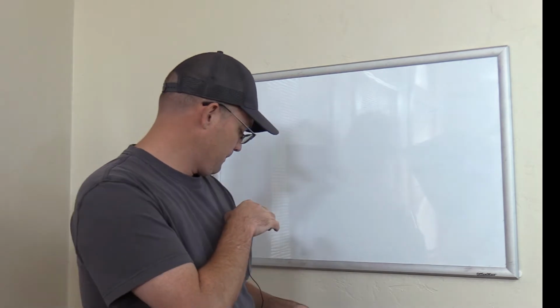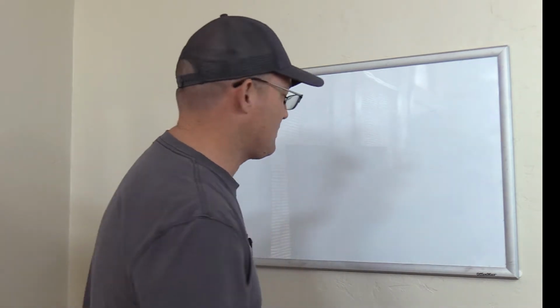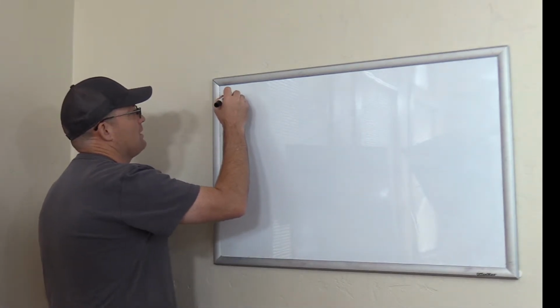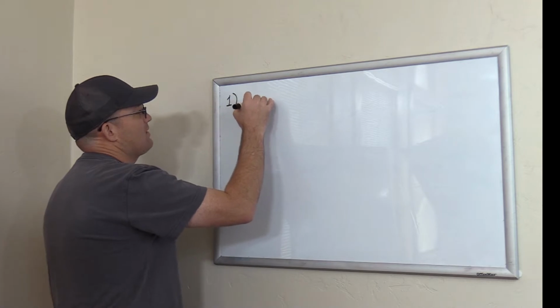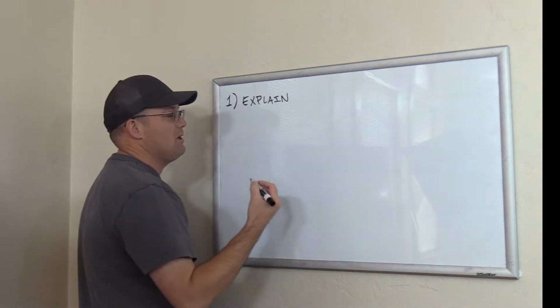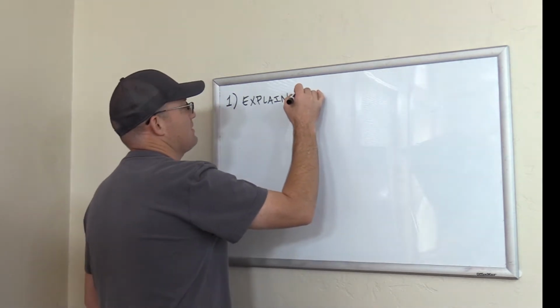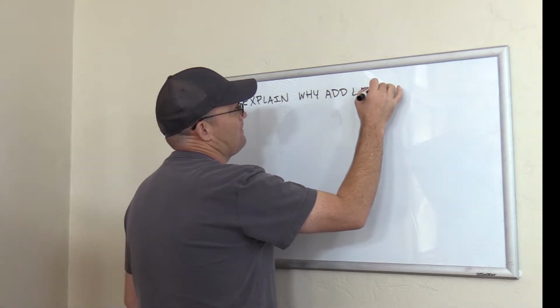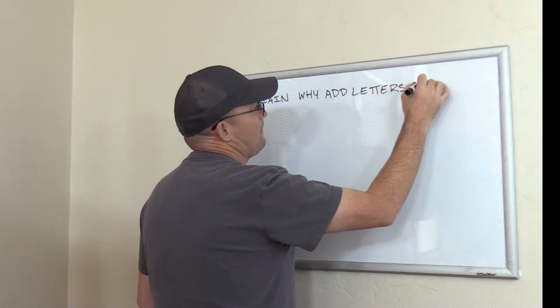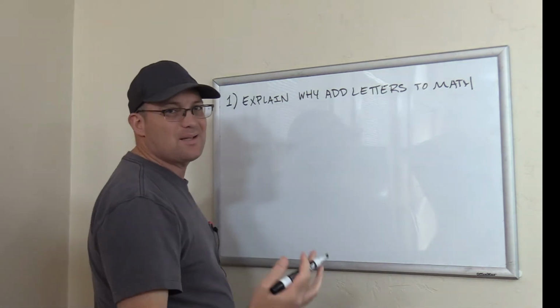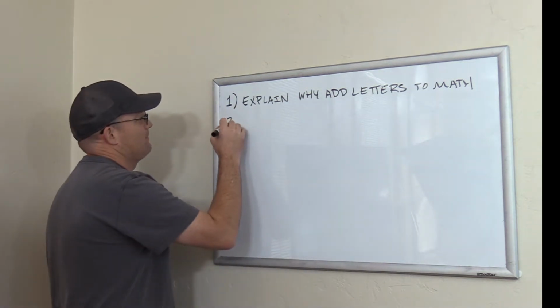So what do I want to cover in this video? We're going to cover a few different things. The first thing we're going to do is explain why we add letters to math. Math is hard enough with just numbers, right? What crazy person decided to put letters in the mix? So we'll explain why we add letters. There's a simple reason. We want to know why we are doing that, because that's basically what you do in algebra. You add letters.